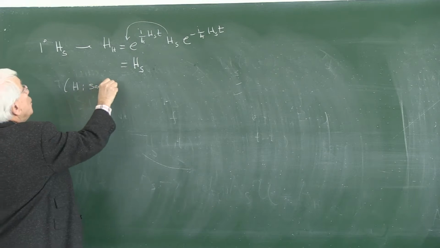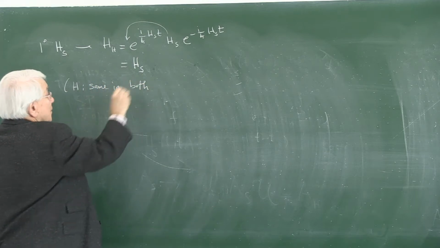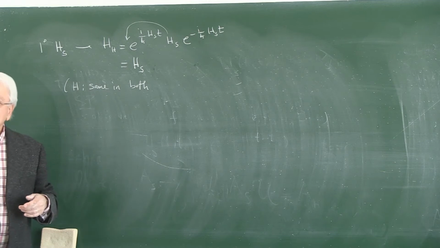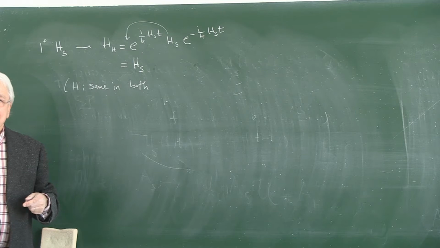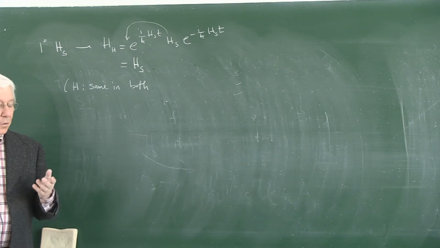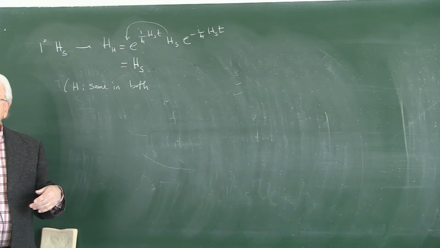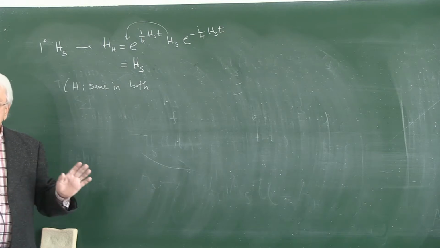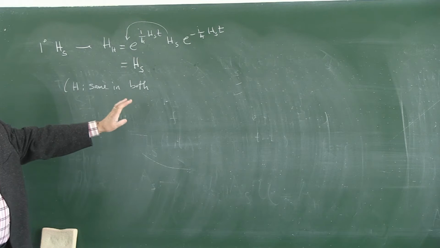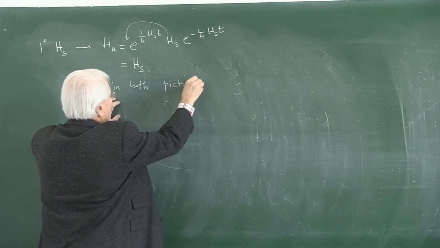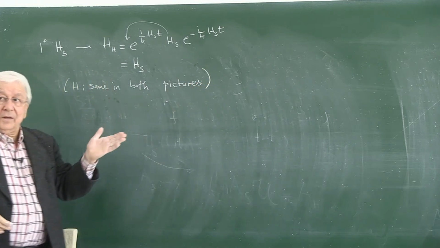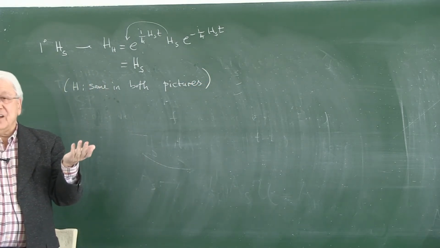Same in both pictures. Notice that I pulled back the word all and instead replaced it with both, because you'll have a third picture eventually, which will be called the interaction picture. There, the full Hamiltonian and the time-independent part of it are really subtle things. So here we are talking about the Schrödinger and Heisenberg, and this H is the same in both pictures. Nice. Implying that H is time-independent.